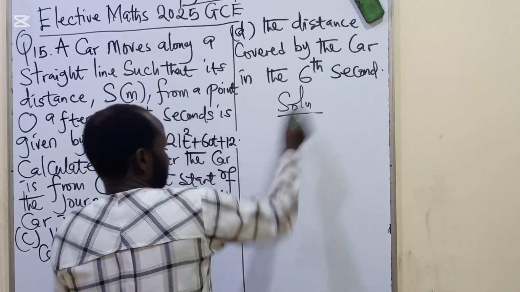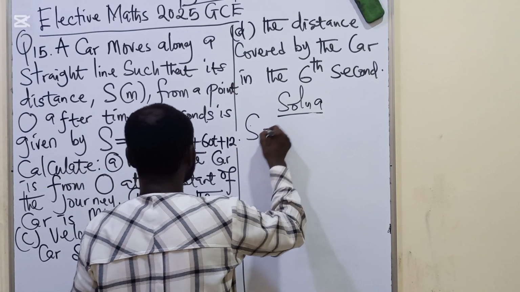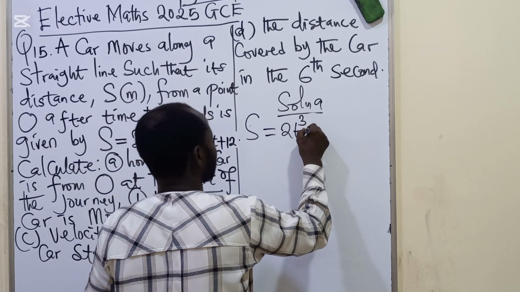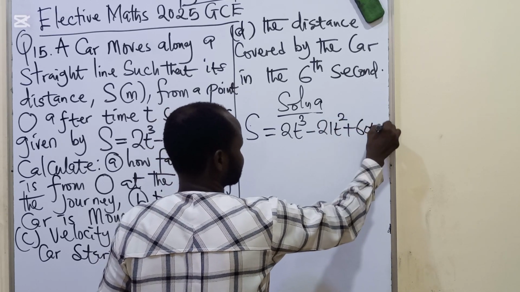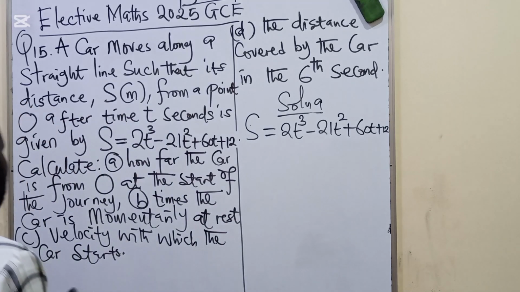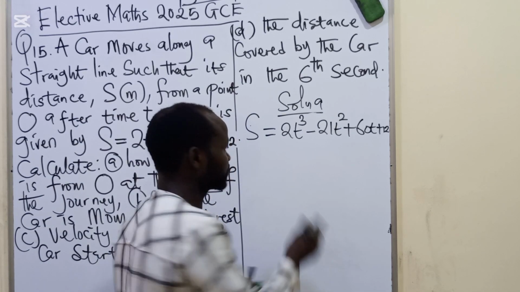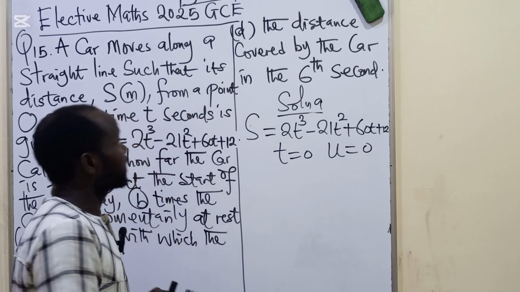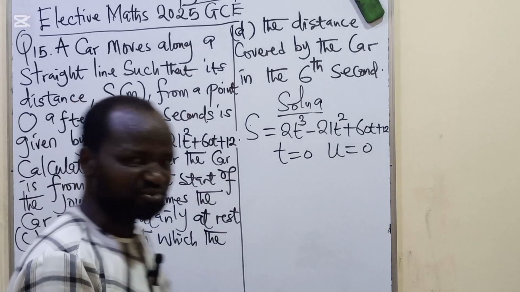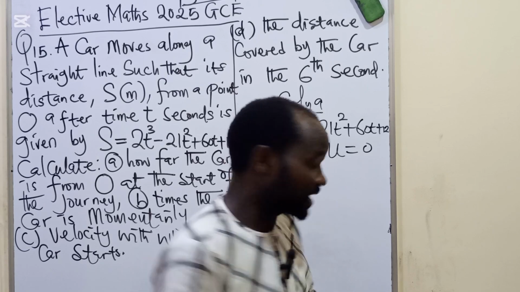First question, that's solution to A. We are asked to find the distance. The distance that is given from the question is S, which is 2t cubed minus 21t squared plus 60t plus 12. This is the distance that's given. The question now says how far the car is from O at the starting of the journey. At the starting of the journey, t is 0. The initial velocity is 0. The car is not in motion. So if the car is not in motion, the velocity is 0 and the time is 0.